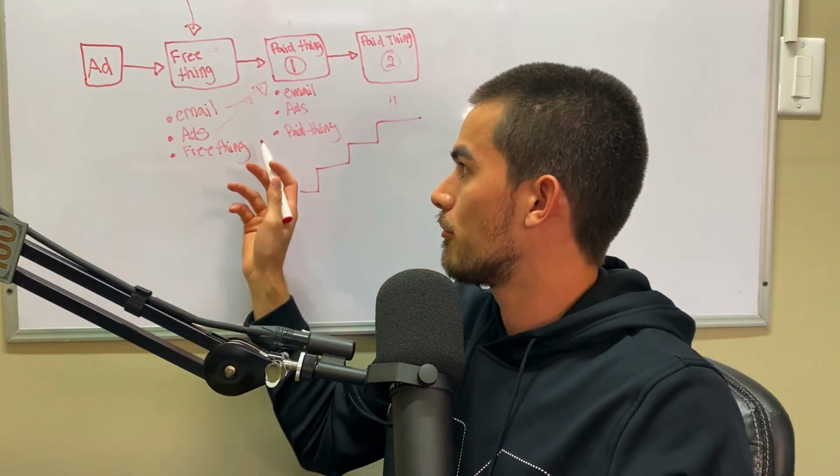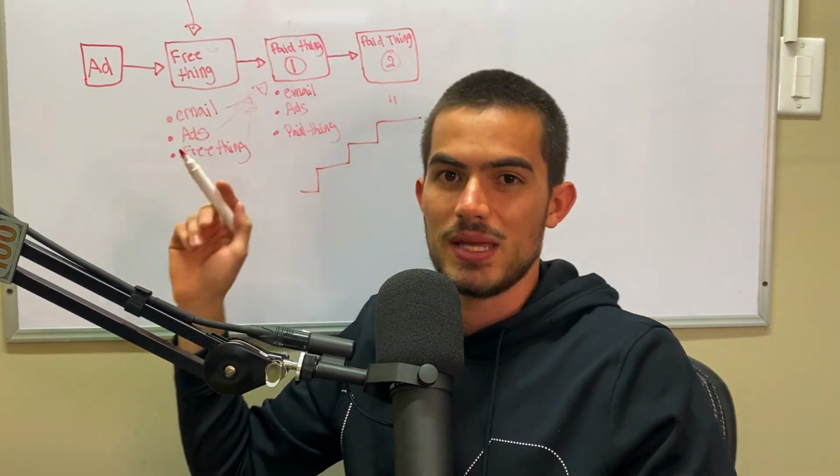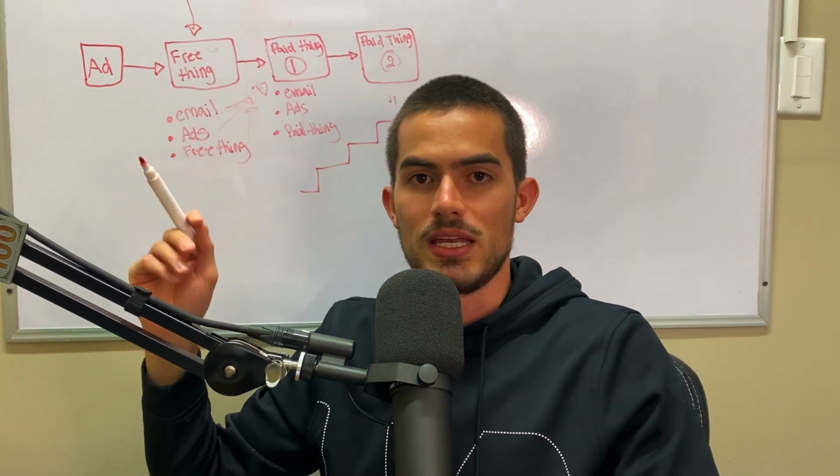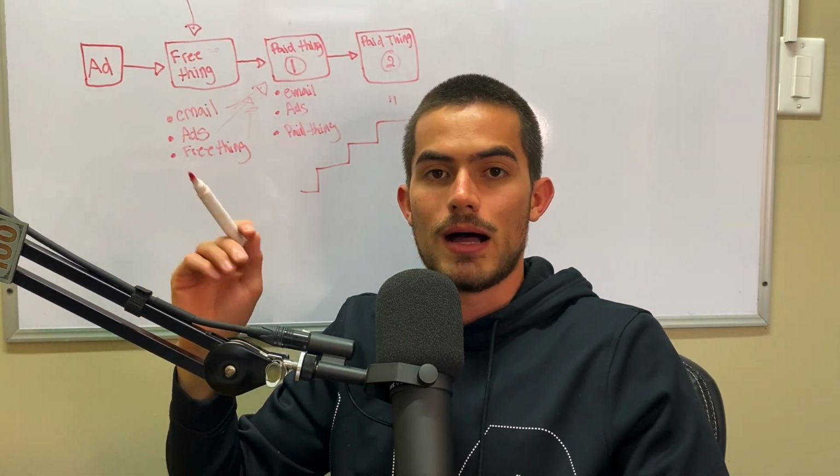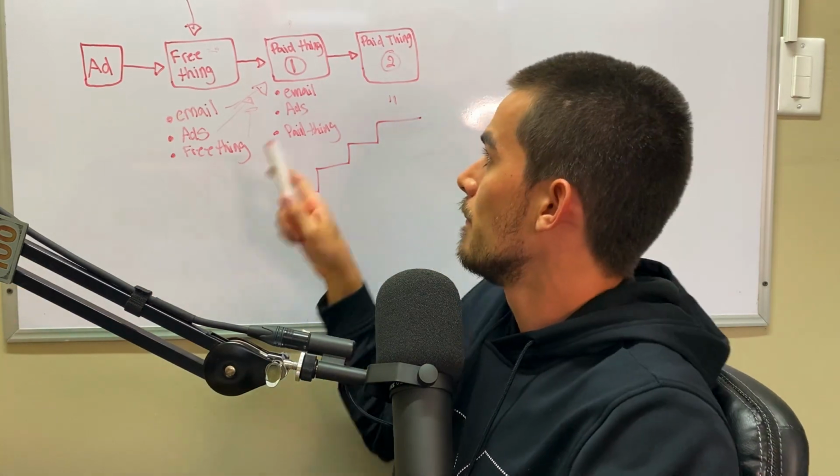Now you could also do it on the free thing itself. If you're delivering a PDF for free, in the end of the PDF, introduce the paid thing, right? So pretty simple. Now, how do you introduce people? How do you send people from paid thing number 1 to paid thing number 2? It's the exact same way. You can do it the exact same way.